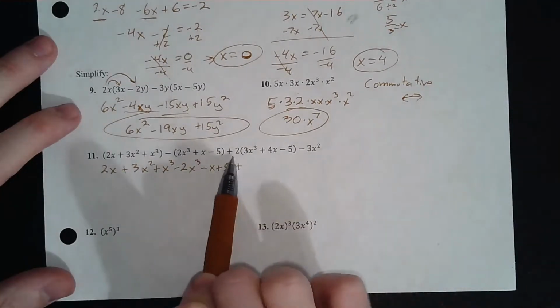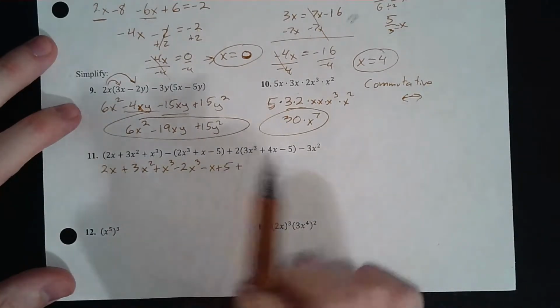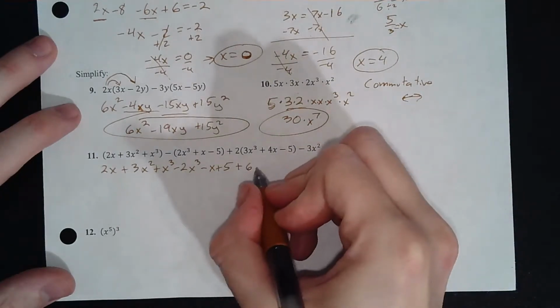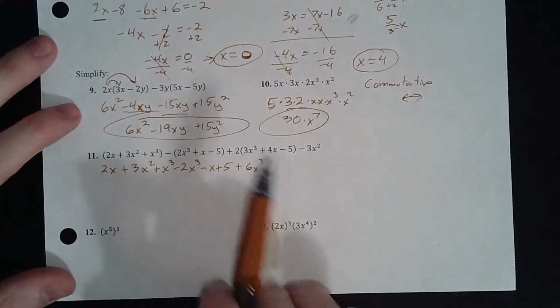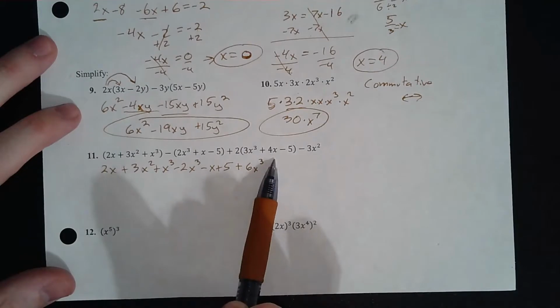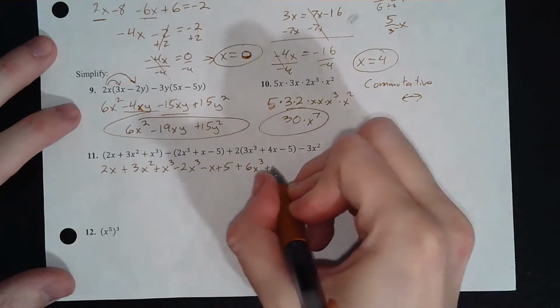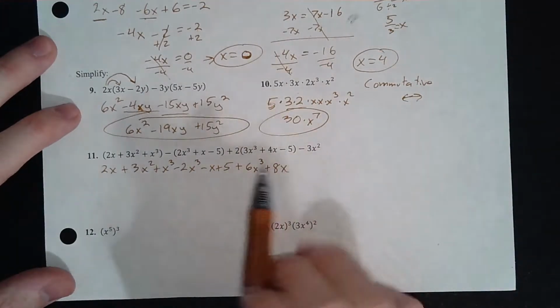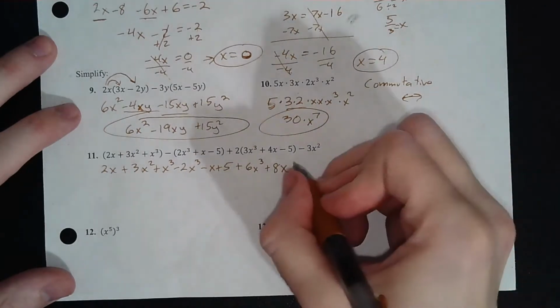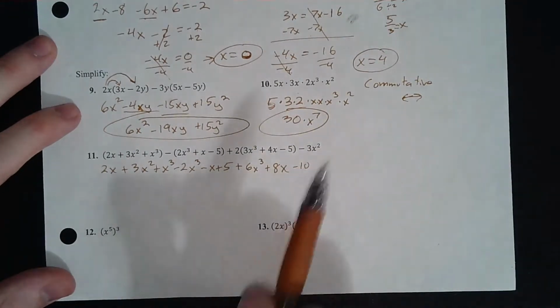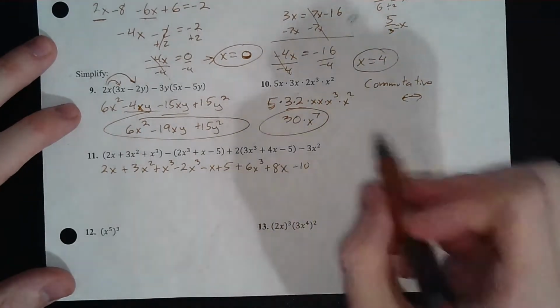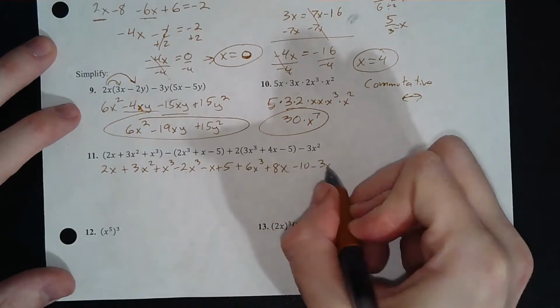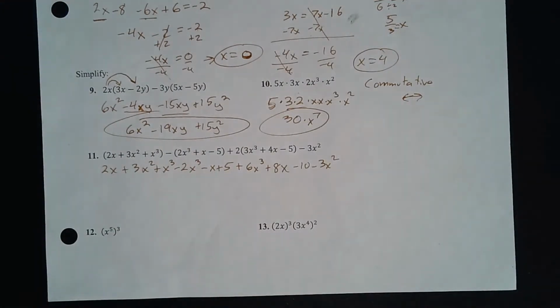After that, we need to distribute this 2. The 2 goes to the 3x cubed, and it's going to become 6x cubed. This 2 goes to the 4 to become an 8x. The 2 goes to the negative 5 to become a negative 10. And this minus 3x is all on its lonesome. Just copy it down.